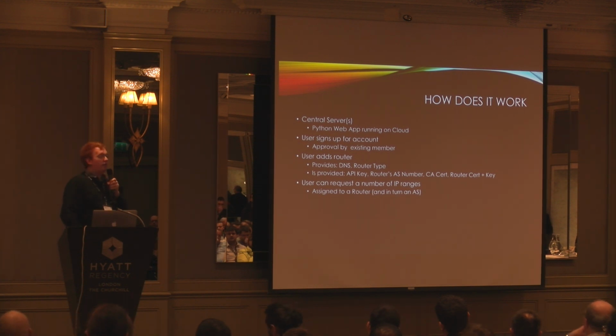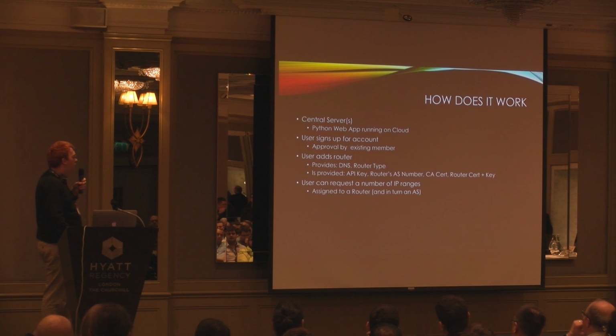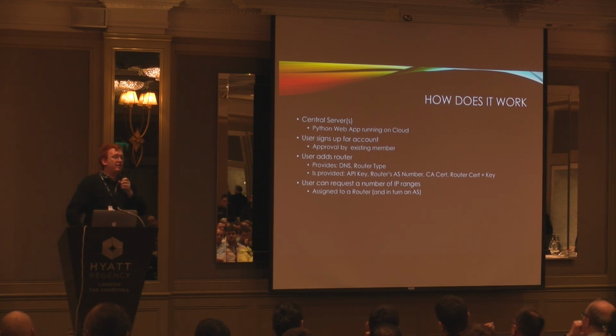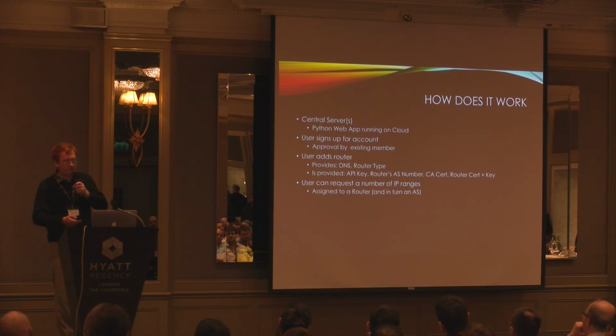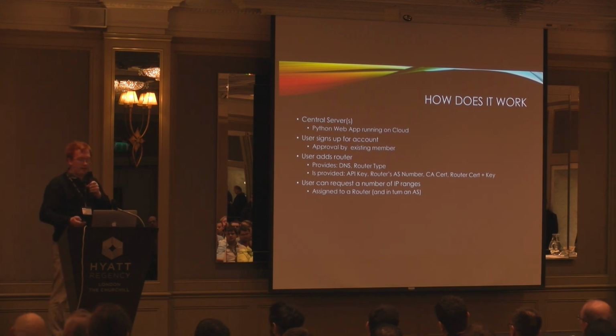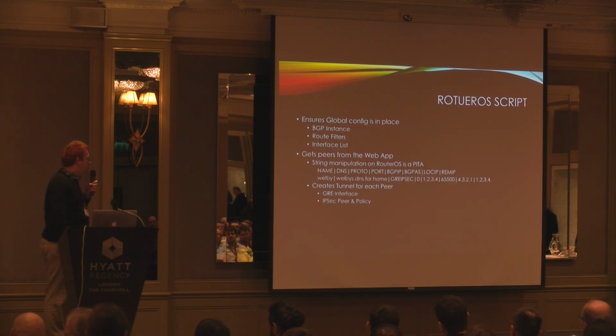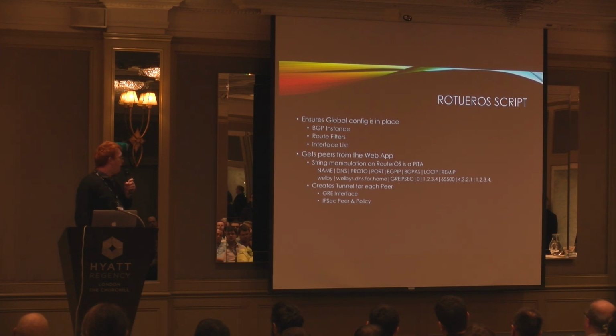And then they can go and request a routable IP range. Effectively, what's happening is that range is assigned to an individual AS, but to the user, it looks like they're assigning it to a router, because we've a one-to-one mapping of routers to ASs. So we've got the router script itself. Basically, it's moderately simple. Does make your eyes bleed when you look at it, but it is moderately simple.